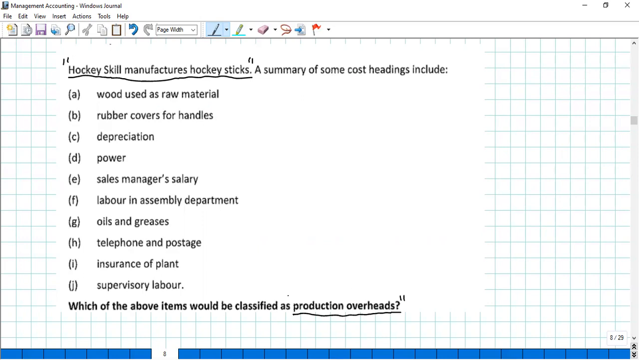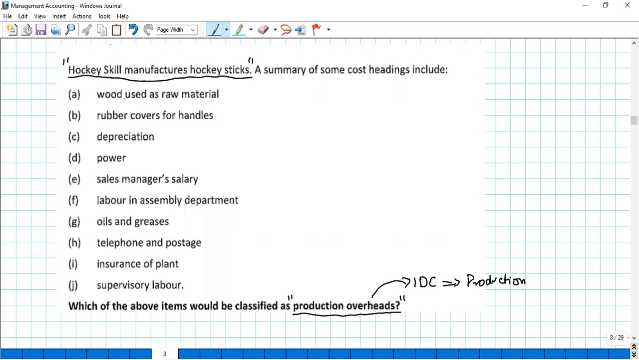Production overhead means the indirect cost which relates to production. So you have to identify two things. Number one, the cost should be indirect or overhead, because indirect costs are part of overheads. Then they should be overheads that are related to production. So first, I will classify whether the thing is material, labor, or expense. Then I will classify whether it is direct or indirect. Then I will see whether it is production or non-production. The cost that is indirect and relates to production will be our answer.